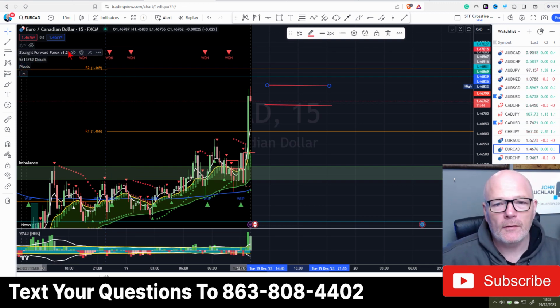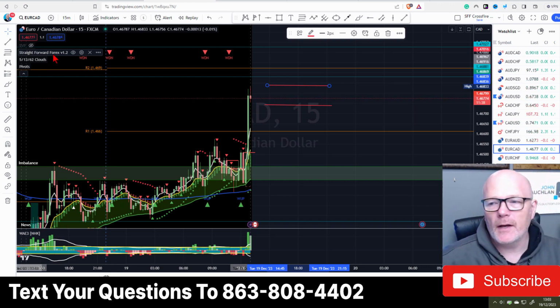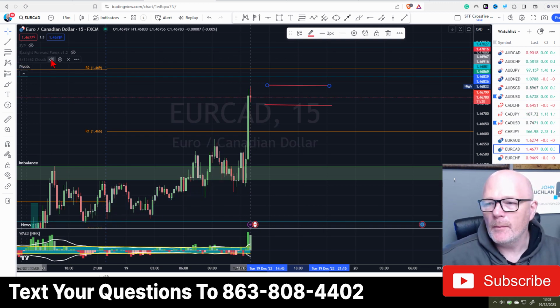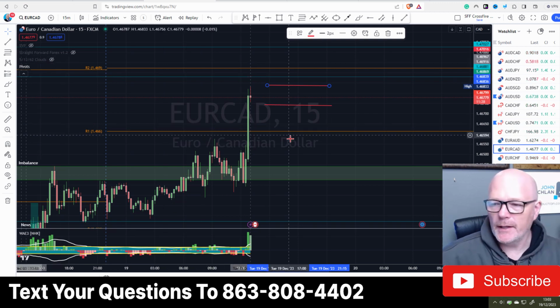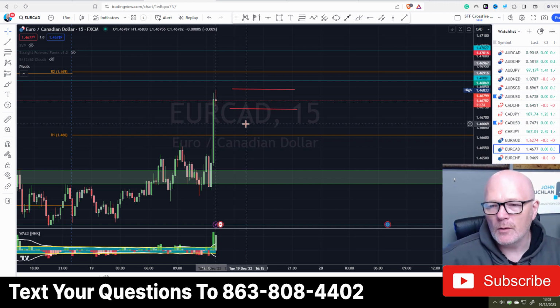So let me just take off the indicators that I've got on right now, the straightforward Forex indicator that is available through our trading group. I'll take that off. We've got the clouds anyway, the clouds are the EMAs. So it just makes it a bit cleaner, just to be able to see the charts and put the trend lines on where we want them.